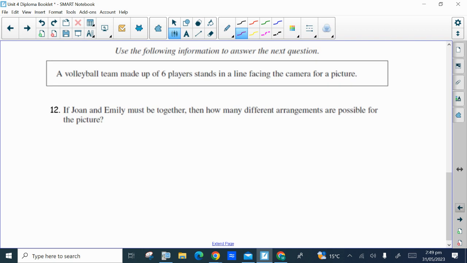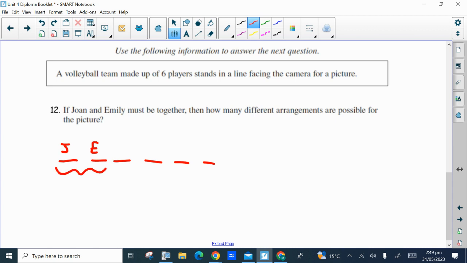A volleyball team made up of 6 players stands in a line facing the camera for a picture. Joan and Emily must be together. How many different arrangements are possible for the picture? So 6 players, but Joan and Emily have to be together.